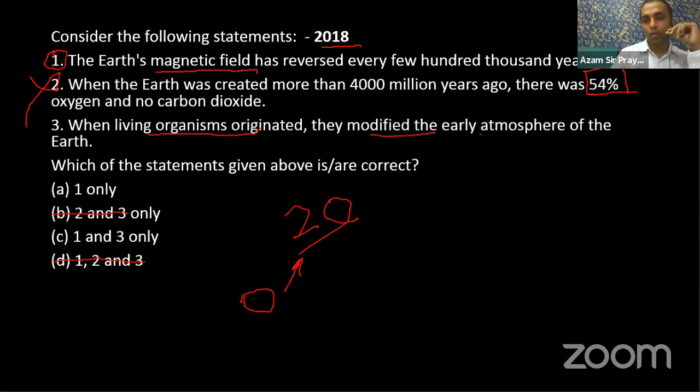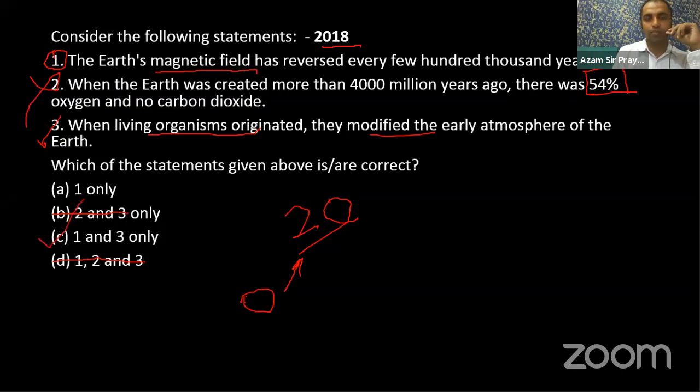In the future, what will happen? Will the atmosphere remain the same? Not exactly. In the future, the concentration of gases in the atmosphere may further change, may further get modified. So this is a very, very correct statement. So if I consider the first statement, I don't know, second wala is correct or wrong, third wala is correct. So over here, what could be the logical correct answer?